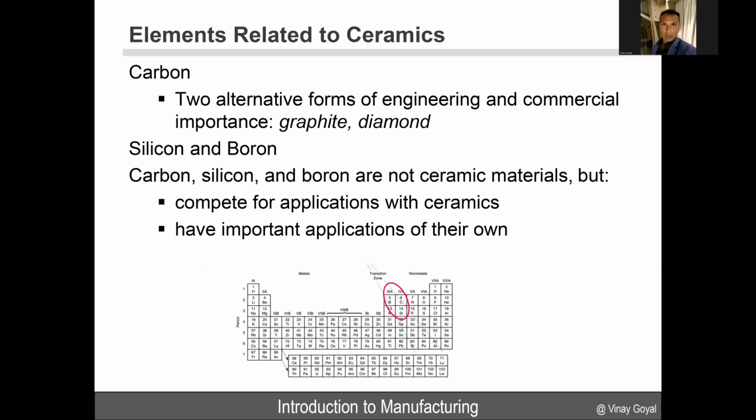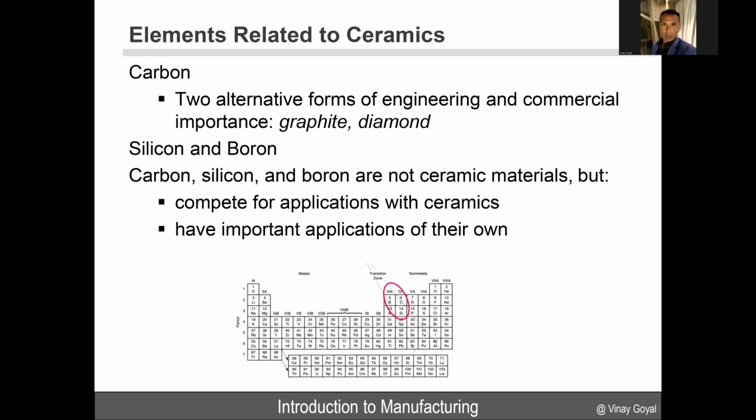And that's why you'll see them in a lot of high performance applications. So let's talk about some of the elements related to ceramics. You have two alternate forms of engineering and commercial importance: graphite and diamond, and silicon and boron. Carbon, silicon, and boron are not ceramic materials, but compete for applications with ceramics because they have important applications of their own. Here I'm drawing a circle over the area we're talking about, this transition zone in the periodic table. Again, two alternative forms of engineering commercial importance are graphite and diamond, carbon derivatives that are very important, and silicon and boron. While these three are not ceramic materials, they can compete for those same applications.